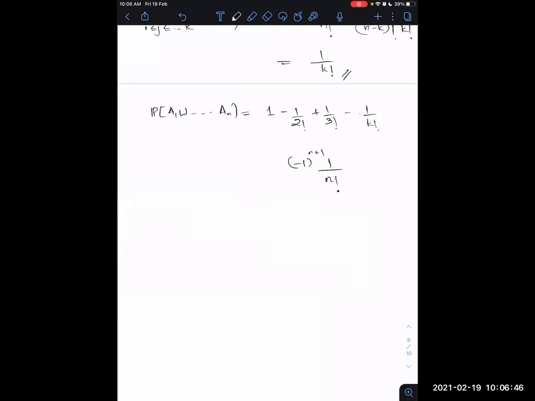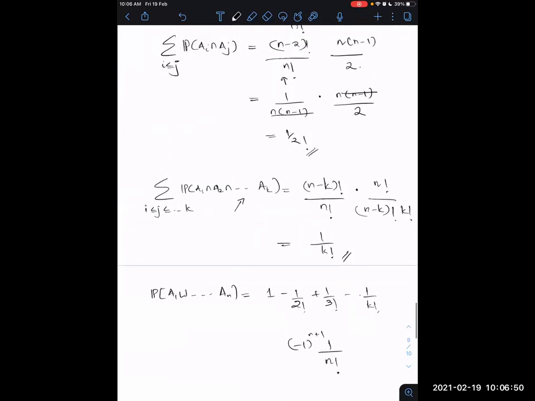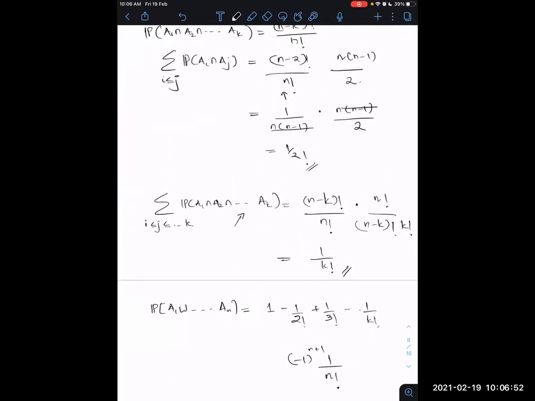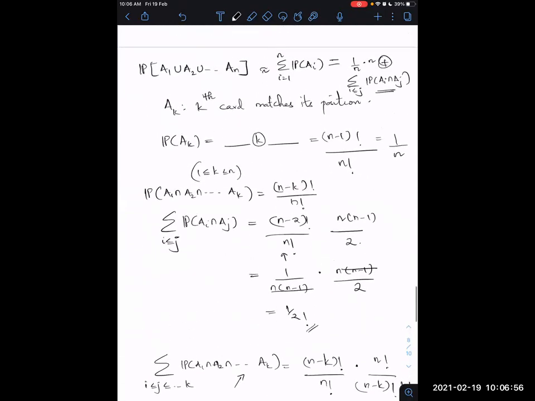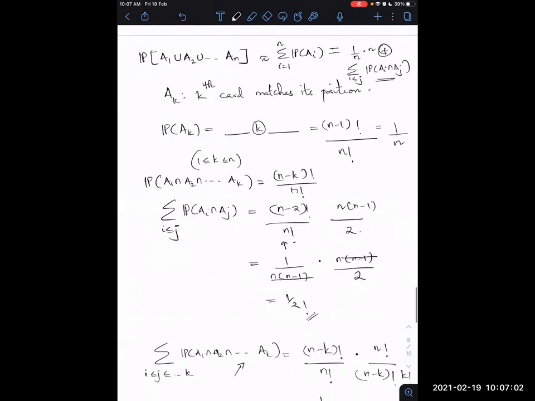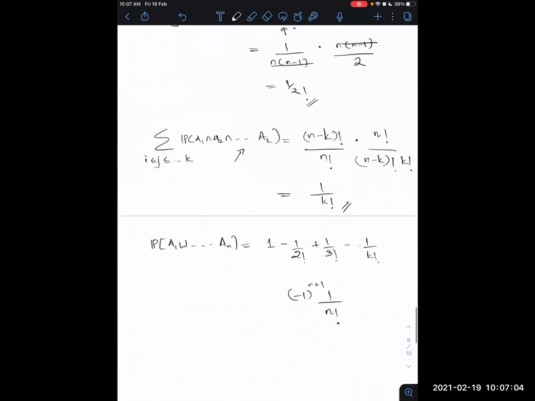Is that clear? So this looks complicated, but due to symmetry, things boil down to very simple terms, and then we simply applied the inclusion exclusion principle here. So it's a very powerful technique, and helped us solve the problem quite easily.